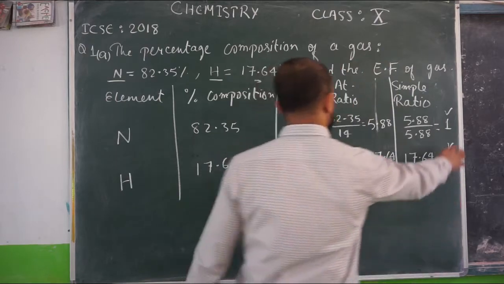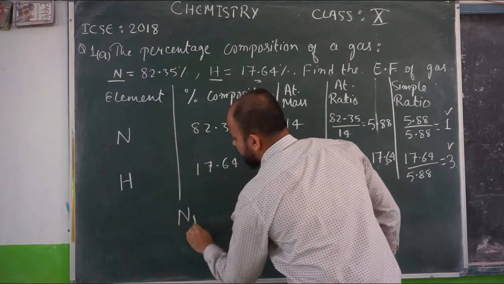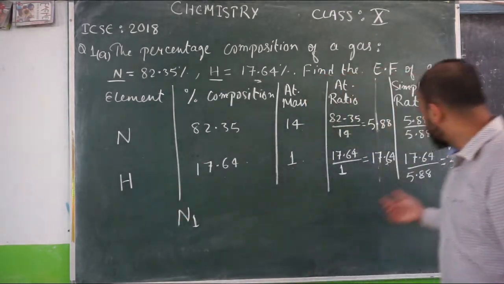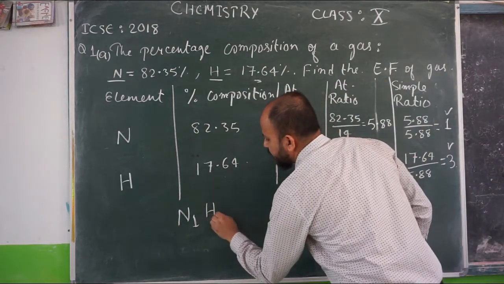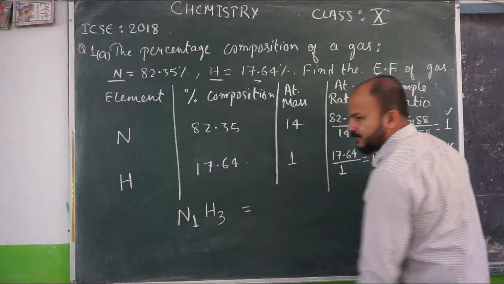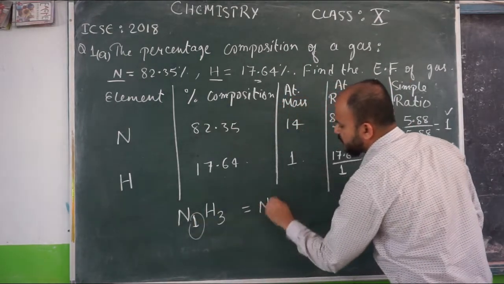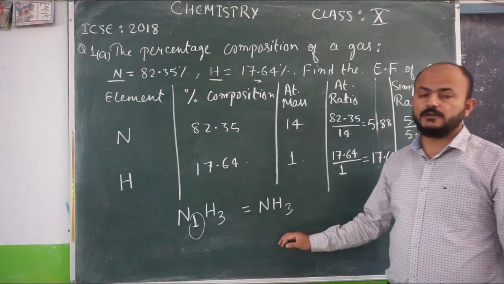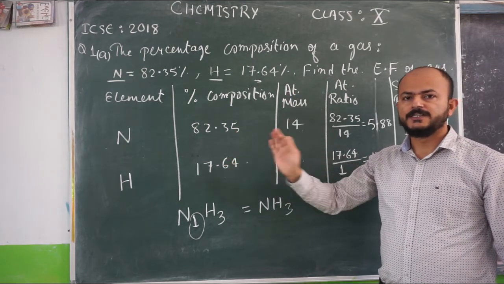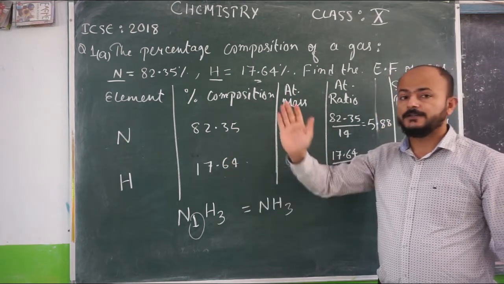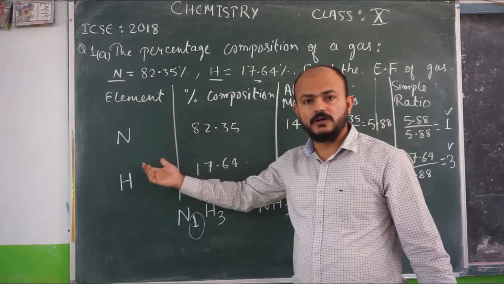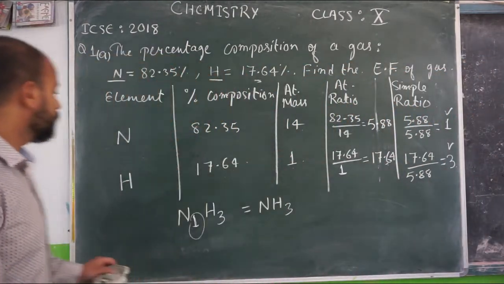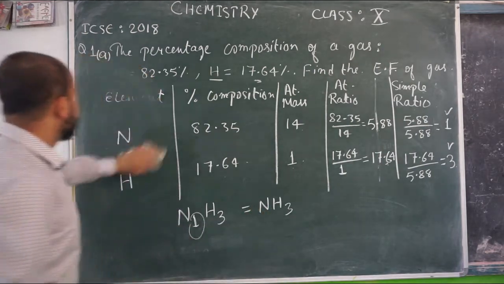So the simple whole numbers are 1 and 3. This 1 corresponds to nitrogen, meaning the number of atoms present in this compound is 1, and for hydrogen it is 3. So N1H3, and when writing the empirical formula, 1 can be omitted, so the empirical formula is NH3. So this portion is solved. Remember this question is very simple. Simple division is required, and you need to remember in which column what you have to write. Hope this is clear. Now let's move on to the next question. This NH3 is the empirical formula.